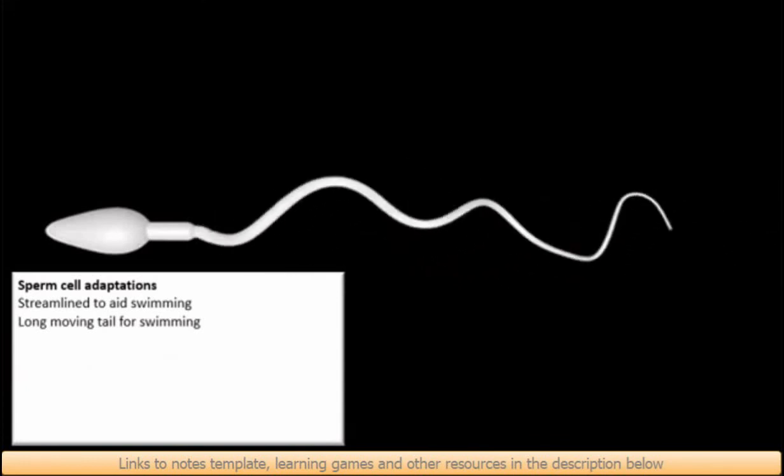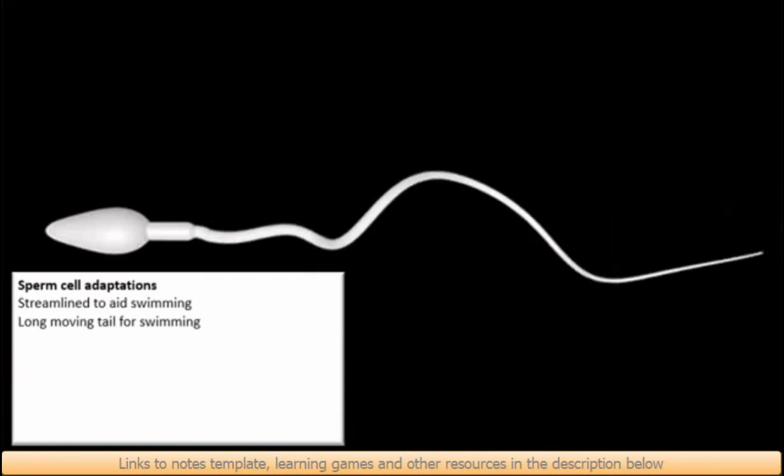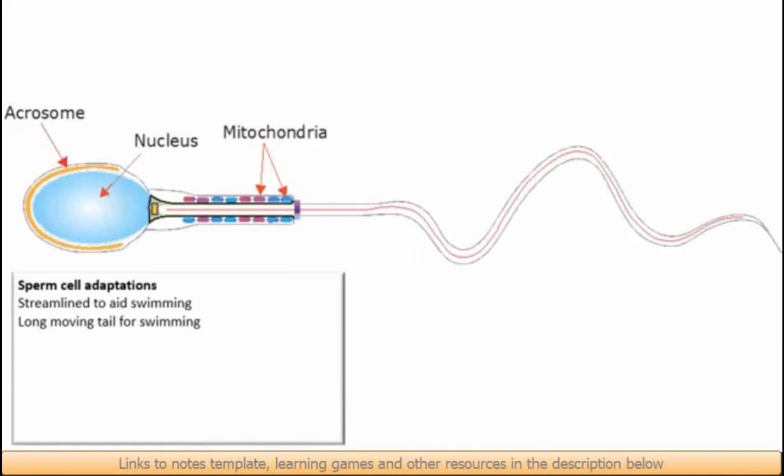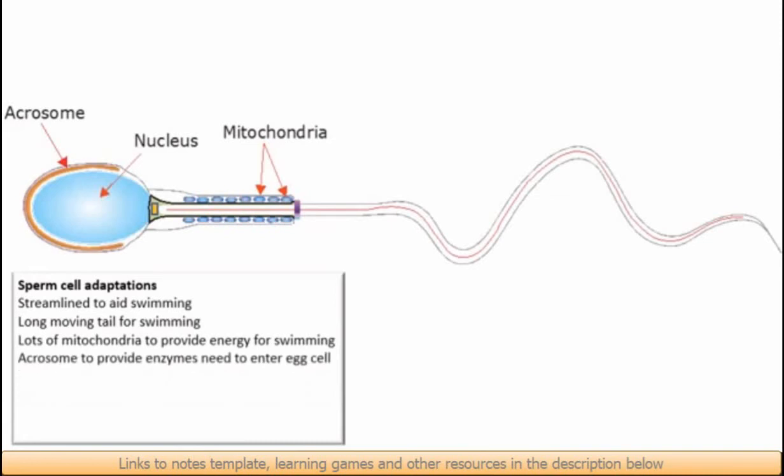To provide the energy needed for swimming, the sperm has a lot of mitochondria packed into the base of the tail at the front of the cell. And there's a special vacuole called the acrosome containing the enzymes used to break into the egg cell, and that's at the front of the sperm, or the head. To make sure the cell is as streamlined as possible, the cytoplasm is just big enough to contain the nucleus and the acrosome and little else.